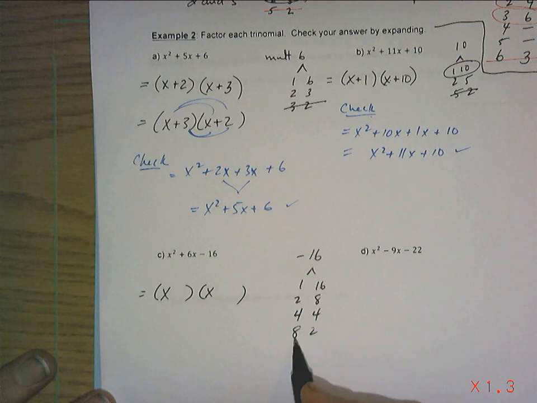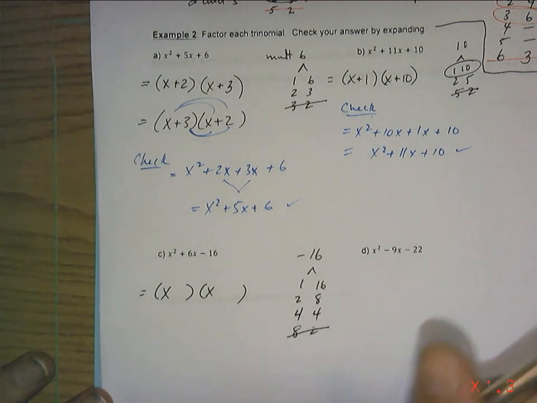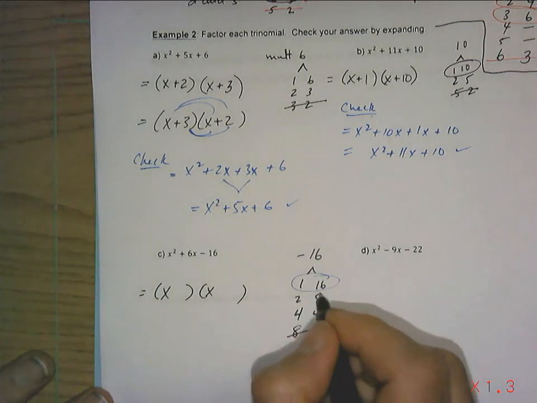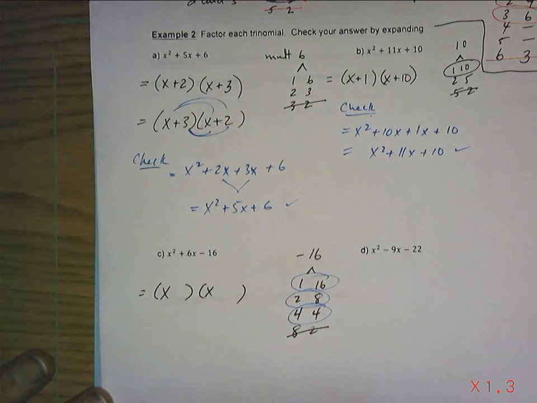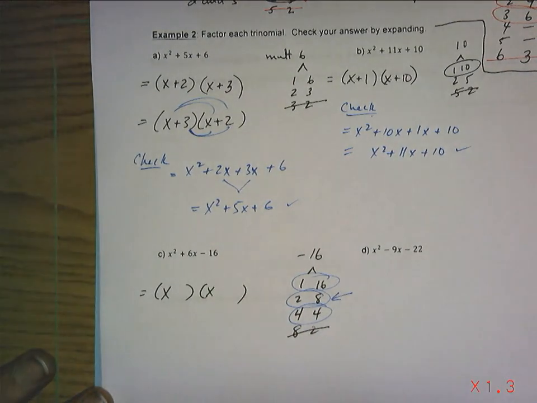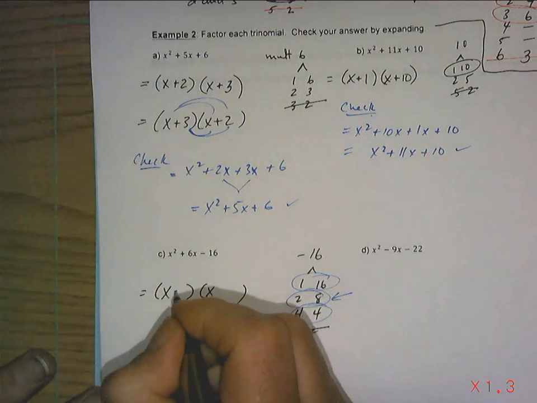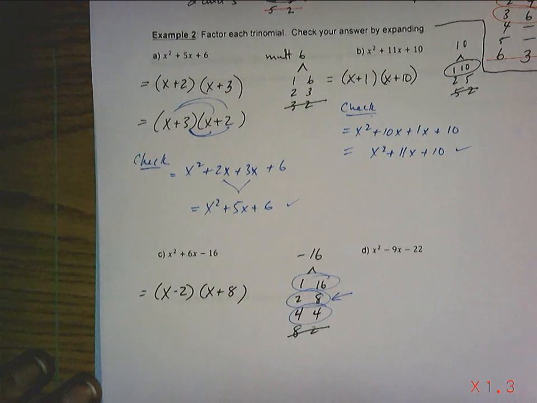But notice that we have this repeating pattern. So I need to look between these pairs of numbers, which ones can go together to sum to give me 6. That can give me 6. And it can give me positive 6 if the 8 is positive and the 2 is negative. So negative 2, positive 8. And that's all you have to show. You're done. Let's check it.